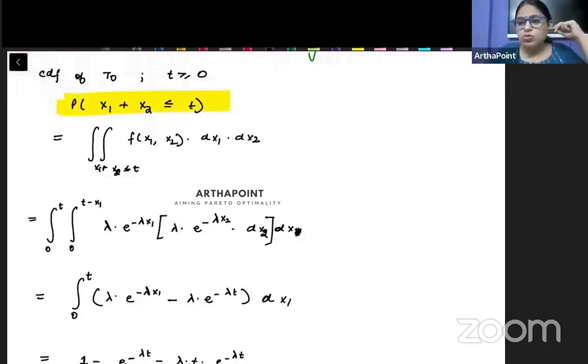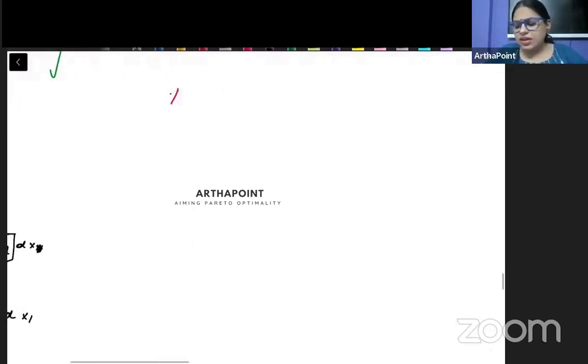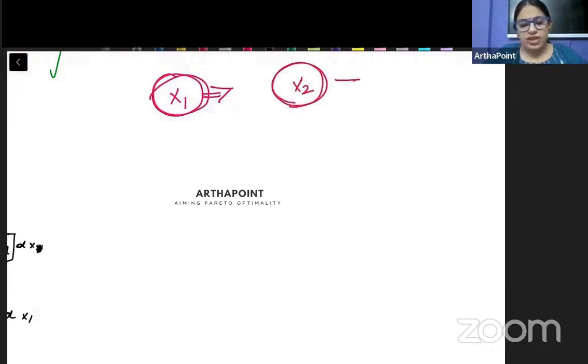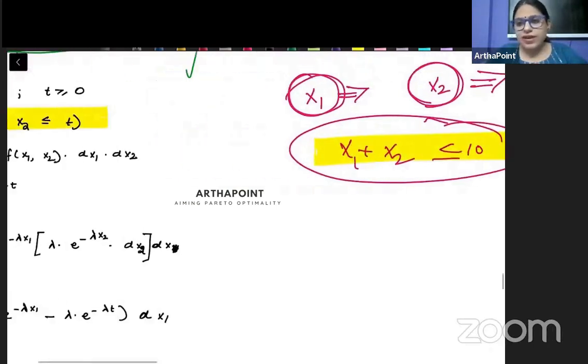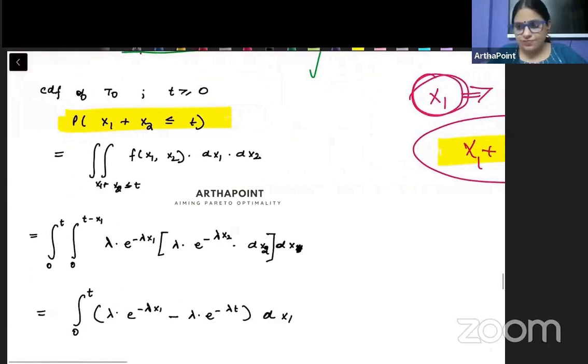For example, if I tell you that to serve any one customer I take x1 minutes, and to serve any other customer I take x2 minutes, then what is the probability that the total time I am taking is less than equal to 10 minutes, right? So whenever you want to do something like this, in a way I need to find the CDF. The CDF works on less than equal to. From the last semester we know this.